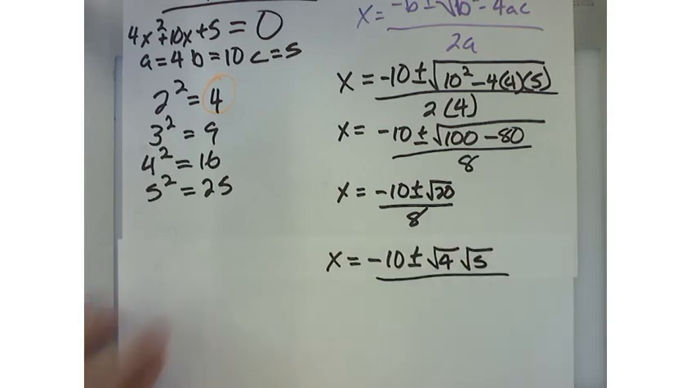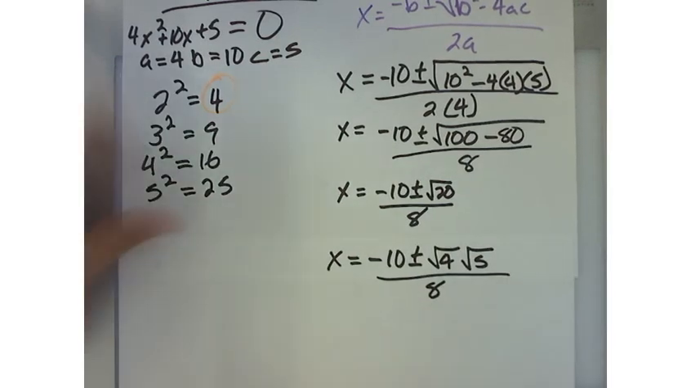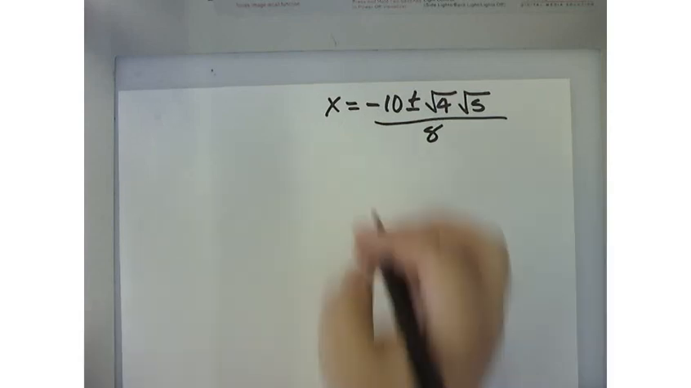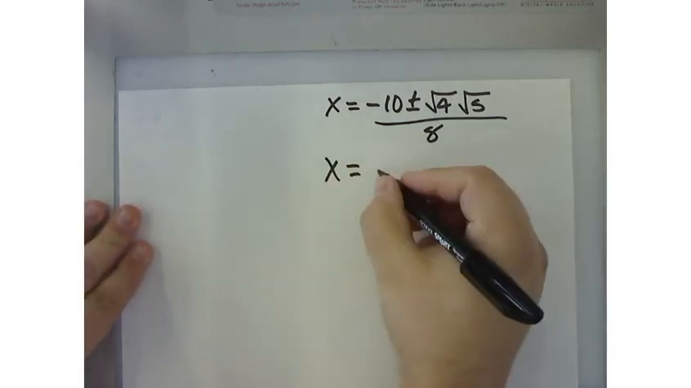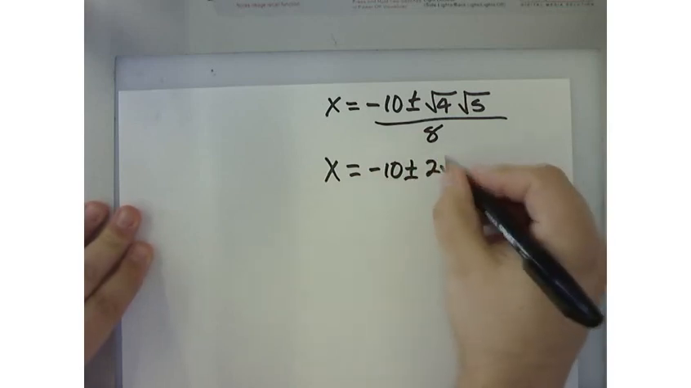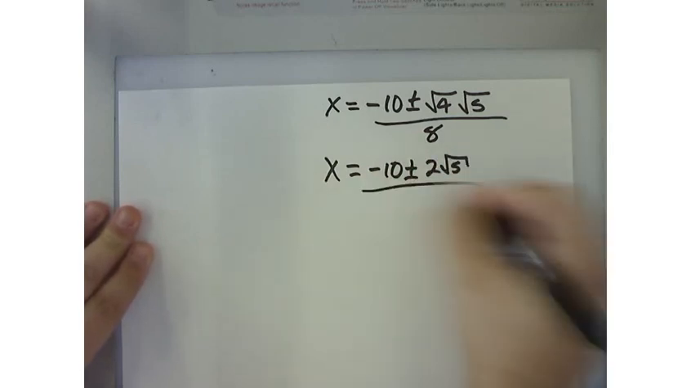Yeah, that was pretty easy. Can I do that? Yes, I can. Yeah, I wouldn't write it down if I couldn't. Alright, so now, what is the square root of 4? 2. So I've got x is equal to negative 10 plus or minus 2 times the square root of 5 all over 8.